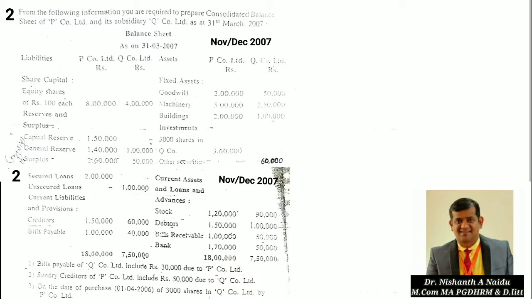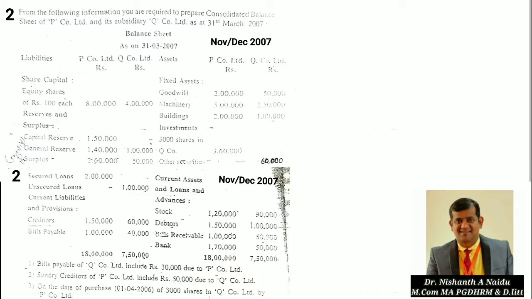From the following information, you are required to prepare the consolidated balance sheet of P Company Limited and its subsidiary Q Company Limited as on 31st March 2007. He has given the balance sheet. Liabilities of P Company Limited, Q Company Limited. Assets of P Company Limited and Q Company Limited are there.